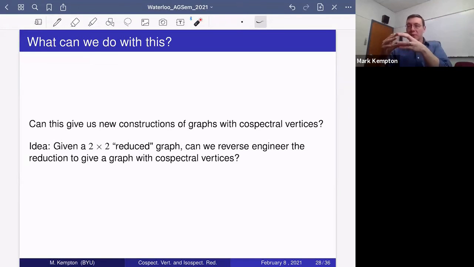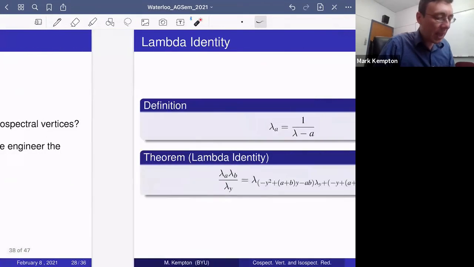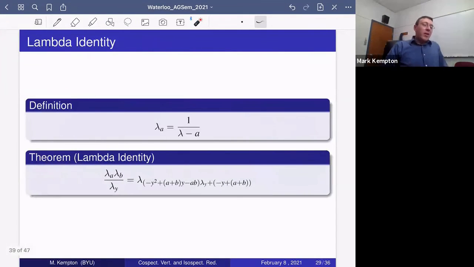So the idea here is, say we start with the isospectrally reduced matrix, some 2x2 thing that has the symmetry we want. Could we think through these combinatorial rules that we use to reduce a graph down to kind of reverse engineer a graph that will have that reduction and therefore have the cospectral vertices or the fractionally cospectral vertices that you want? And there is a little bit of progress that we've made along these lines.